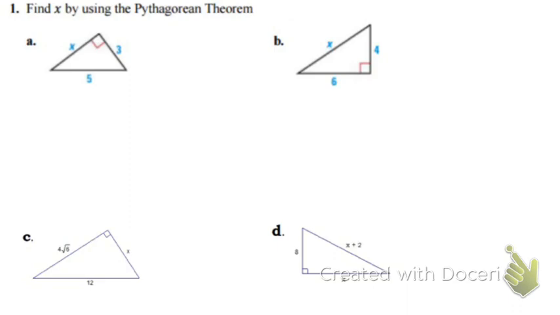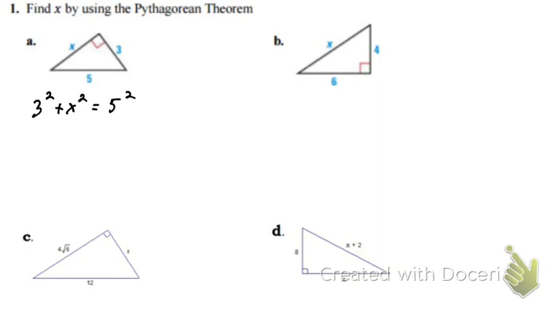So that is a squared plus b squared equals c squared. Quick reminder, c squared is always your hypotenuse. So your hypotenuse is 5 in this case. Your legs are 3 and x. So we are just going to do 3 squared plus x squared equals 5 squared.